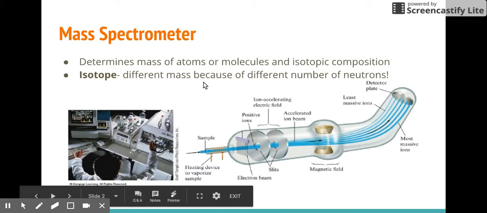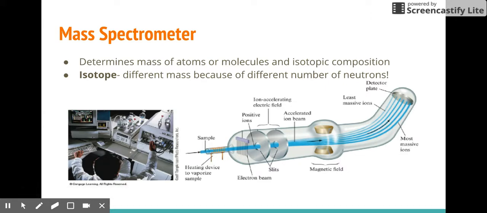So first of all, we need to figure out what a mass spectrometer is. Now, this is a device that determines the mass of atoms or molecules and isotopic composition. So you might have forgotten what an isotope is from your previous chemistry class, but an isotope has a different mass because of different number of neutrons.